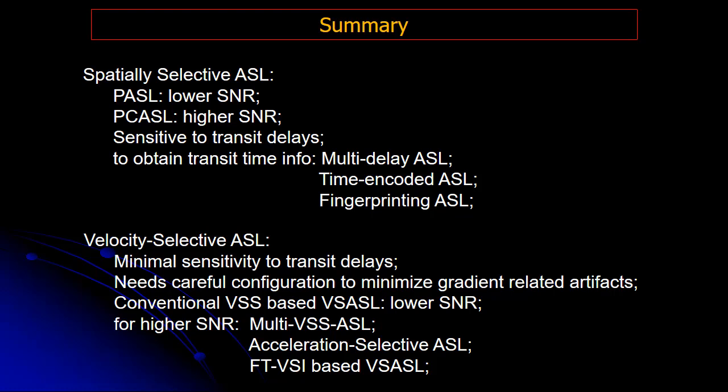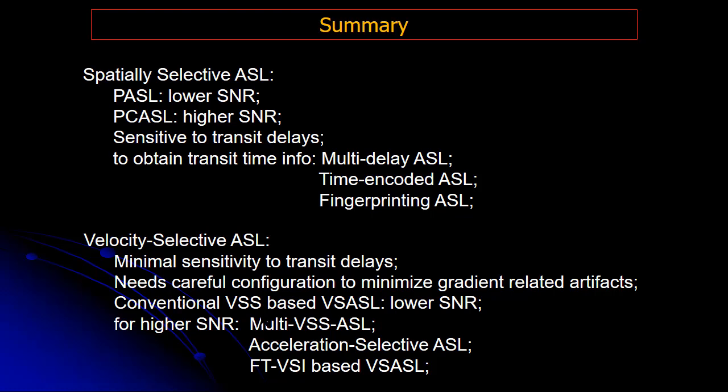So in summary, spatially selective pulsed ASL has a relatively lower ISNR. PCASL definitely has the advantage of higher ISNR, but it is sensitive to transit delays. There are methods developed to take transit time information into account, using either multi-delay, time-encoded, or fingerprint ASL. Velocity-selective ASL has minimum sensitivity to transit time delays, but needs careful configuration to minimize gradient-related artifacts.